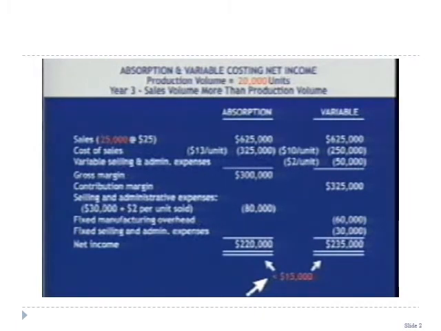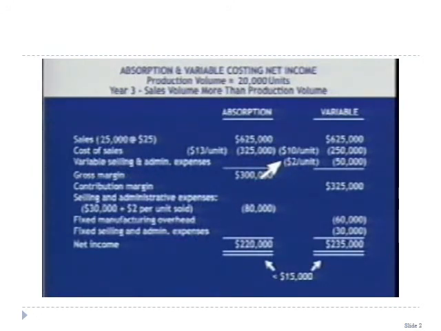This is how it works. Sales revenues are equal at $625,000. Absorption gross margin is $25,000 less than variable contribution margin because cost of sales including fixed manufacturing overhead are $13 per unit, whereas variable cost of sales, both manufacturing and selling expense, is $12 per unit. This is a $1 difference. Multiplied by 25,000 units sold, the $25,000 margin difference is confirmed.